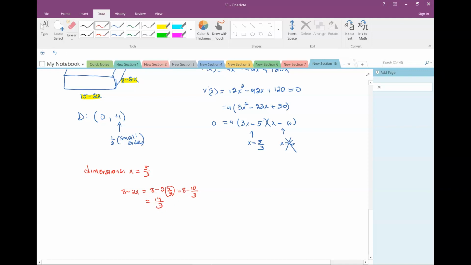So you see how it's 8 minus 10/3. Is everybody okay with that? Okay, so 8 is 24/3, minus 10/3, that's 14/3. Or if you plug it in your calculator, you would get a decimal. I think I got 14/3, but I got 4.67.